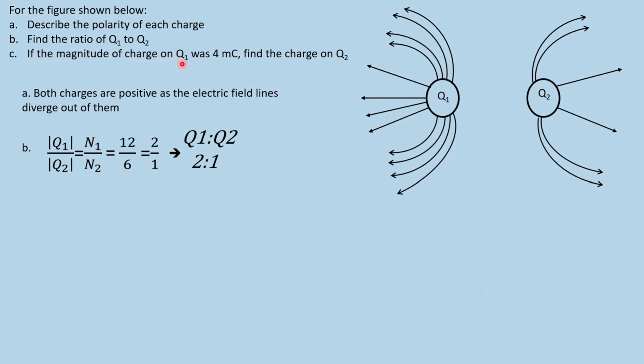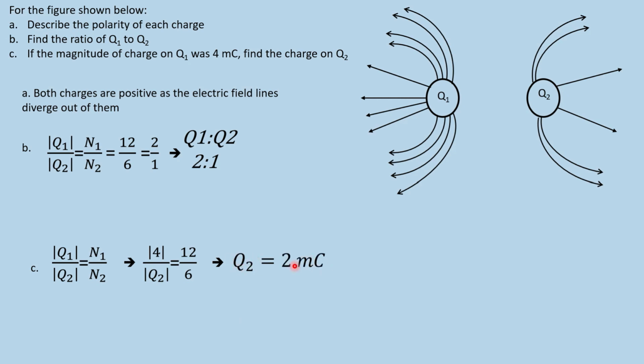Part C, if the magnitude of the charge on Q1 was 4 millicoulombs, find the charge on Q2. Q1 over Q2 equals N1 over N2 again. N1 is 12, N2 is 6. Q1 is given in part C, 4 millicoulombs. So only Q2 is unknown. We replace to find the answer. So 4 over Q2 equals 12 over 6. Then Q2 is 2 millicoulombs, and I took it out of the absolute value because we know that it is positive.